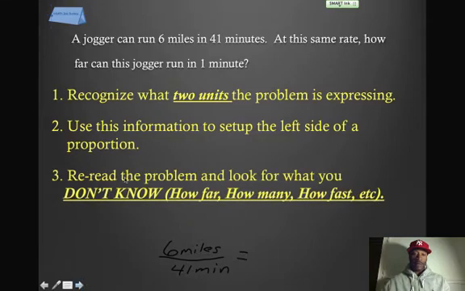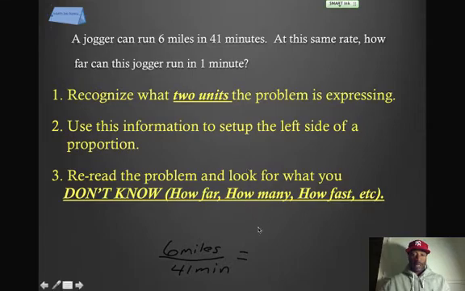Step 3 says reread the problem and look for what you don't know. Then it says how far, how many, how fast. Let me read this problem again. A jogger can run 6 miles in 41 minutes. At this same rate, how far can this jogger run in 1 minute? Notice it says how far. It's asking me for distance, which means I don't know the distance.